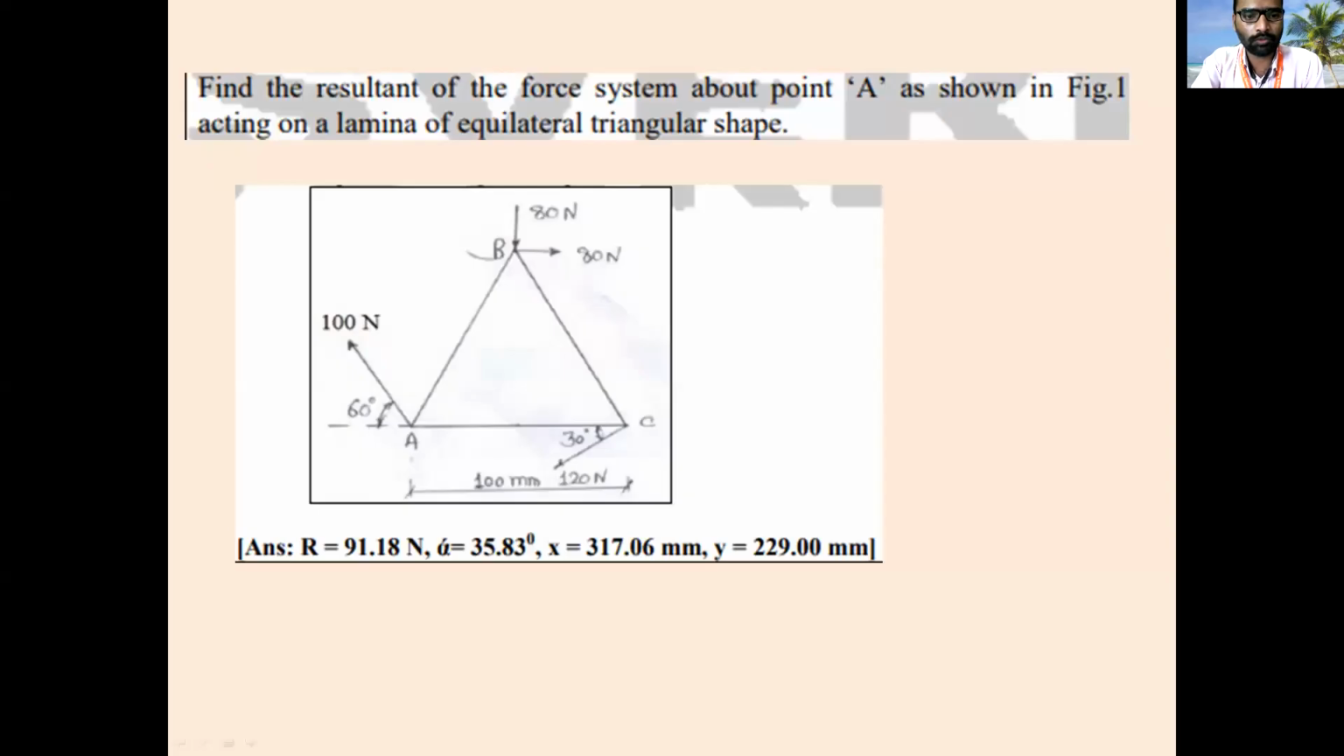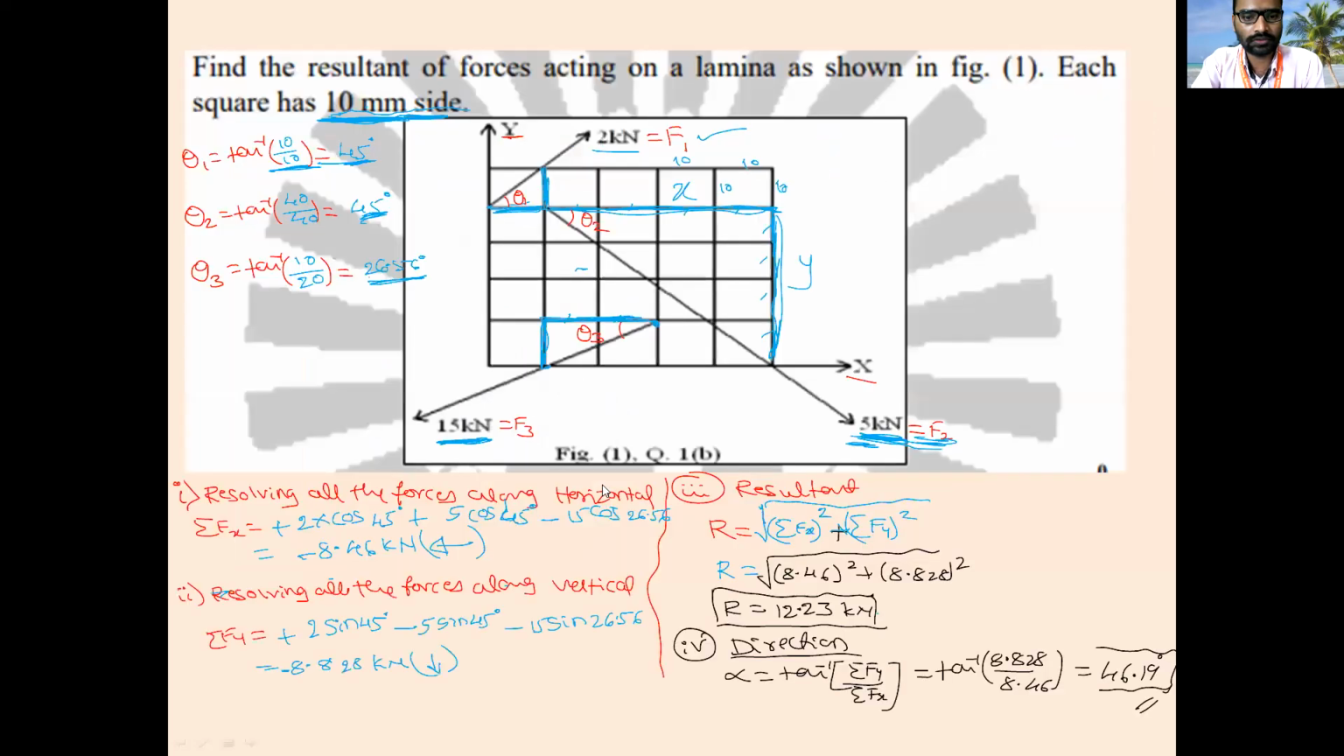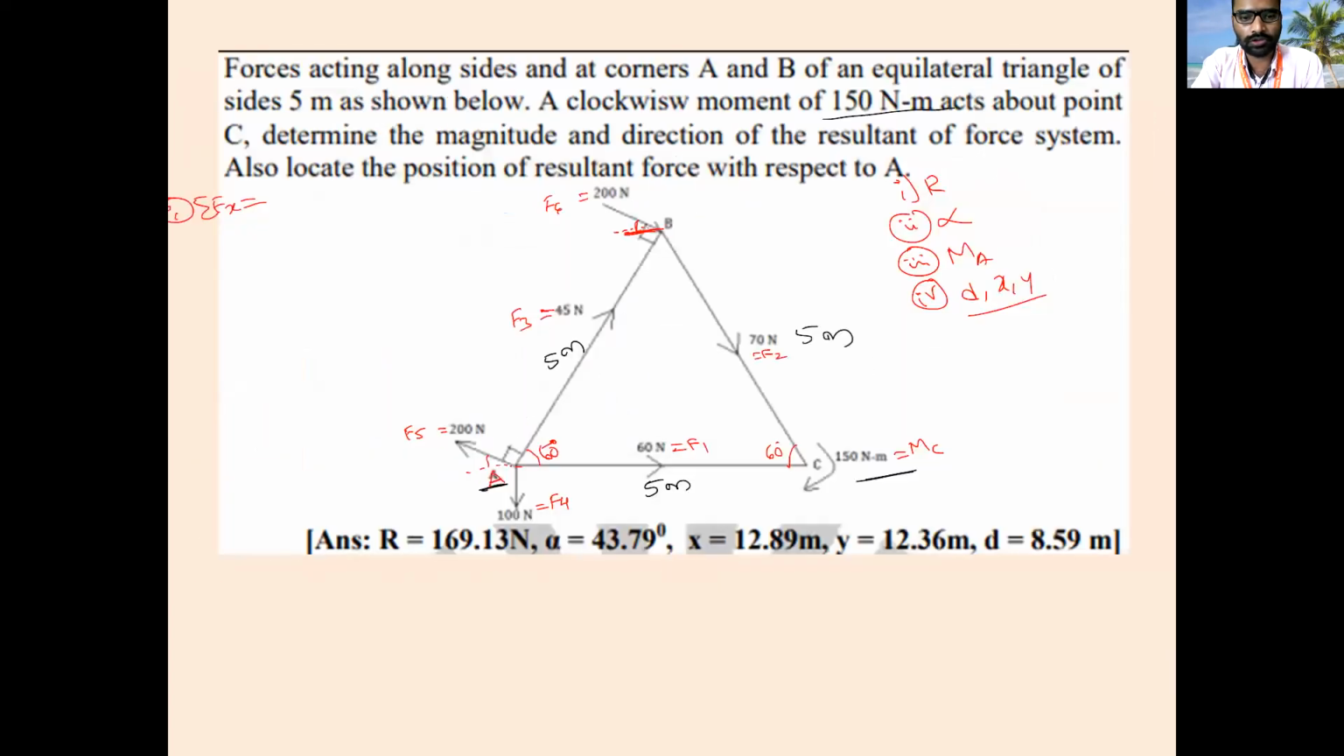What were we studying in the last class? We were solving the problems on Varignon's theorem, correct? I had given some problems. This problem we have solved, correct? Yes sir. What is the problem here? Tell me.